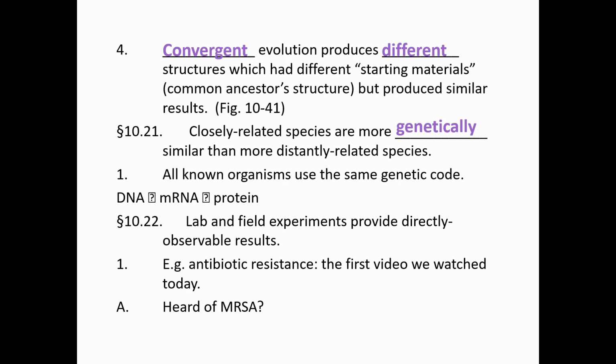When we look at closely related species too, we also see that genetically they're more similar than the more distantly related species. Even though all known organisms use the same genetic code of DNA to mRNA to protein, we can look for basically the changes that have happened. And when we look at more closely related species, there are fewer changes compared to distantly related species where there are more changes. And there are a lot of experiments that have basically shown this in action. We can directly observe the results of these changes.